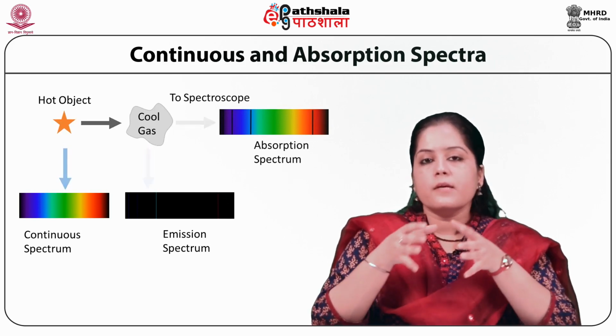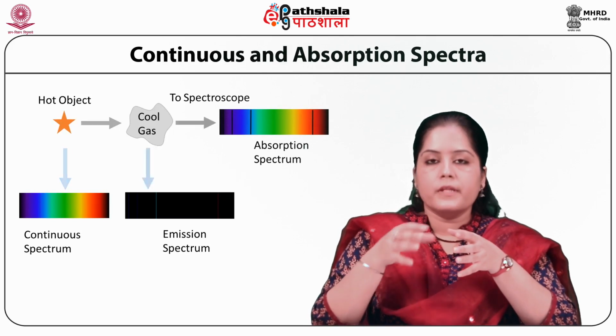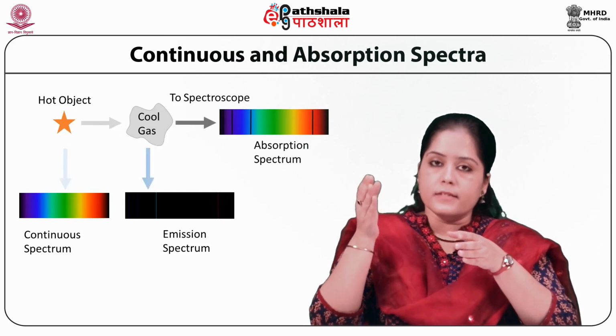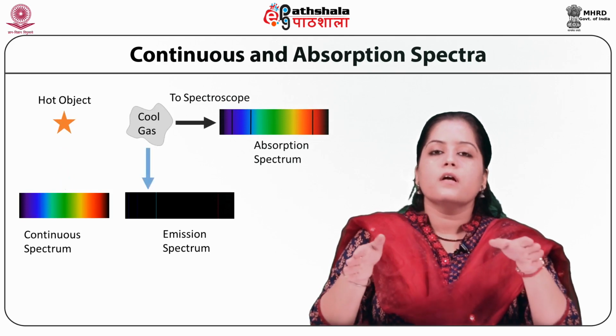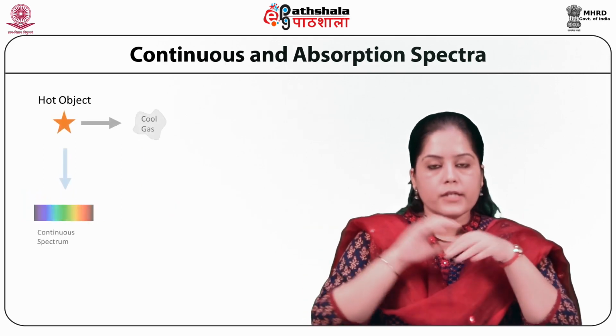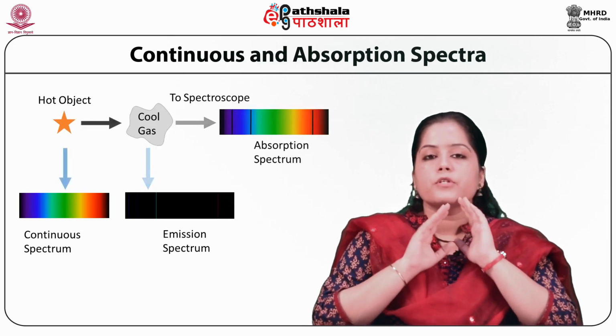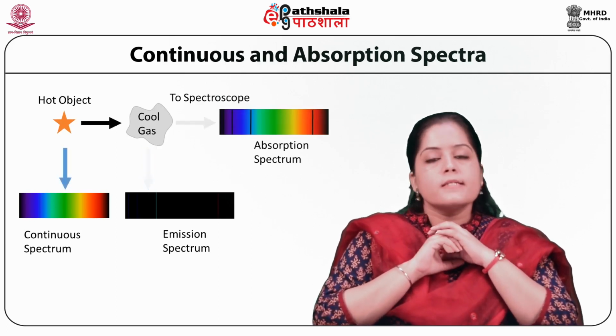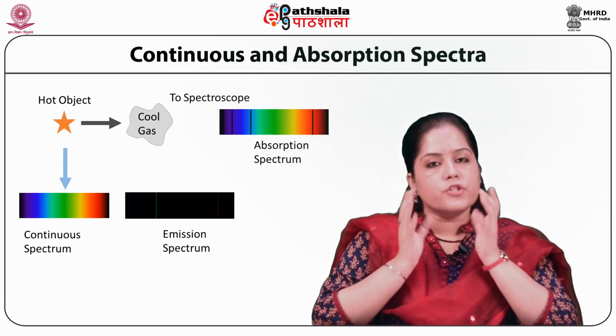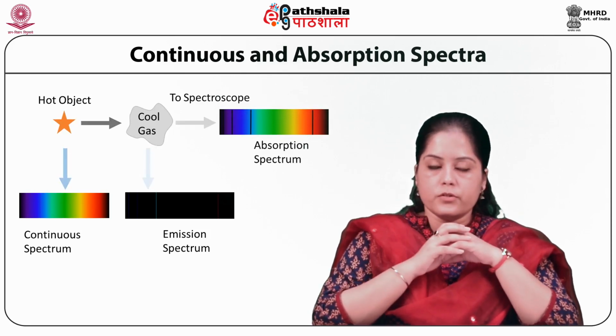So these absorbed photons show up as the dark lines on the continuous background, as shown in this figure. This is an absorption spectrum. Stellar spectra are generally absorption spectra.